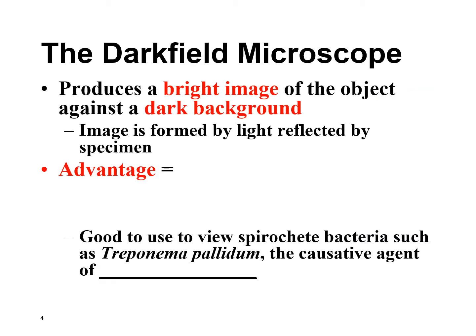The next type of light microscope is the dark field microscope. So how it got its name is that the background is dark and the image of the specimen is bright. So because the background is dark, that's how it got the name dark field microscope. So the big advantage of the dark field microscope and why it was developed is that you're able to look at living cells without having to stain them. So it really increases the contrast without staining.